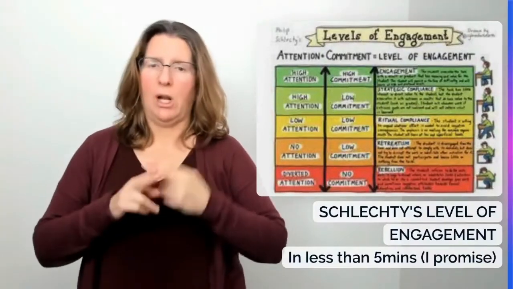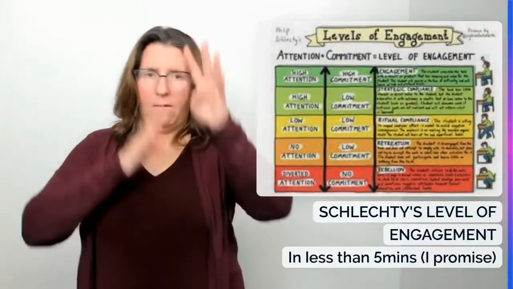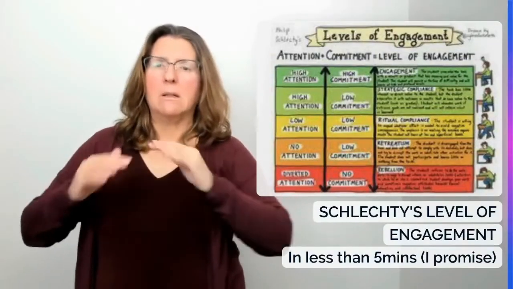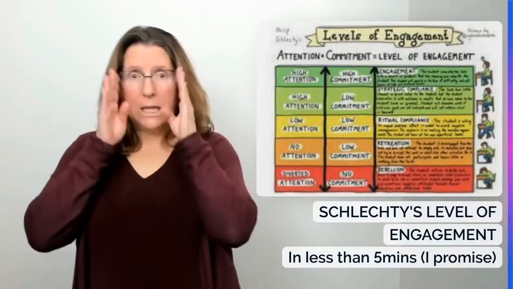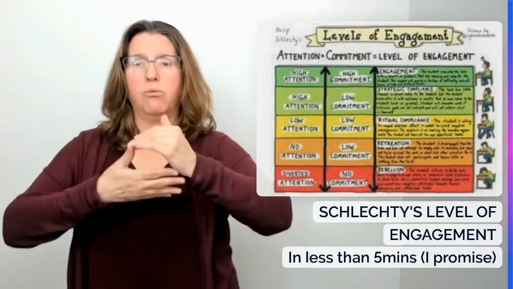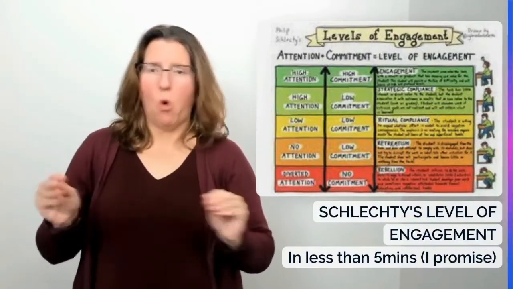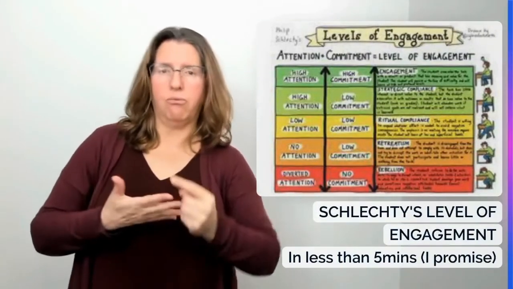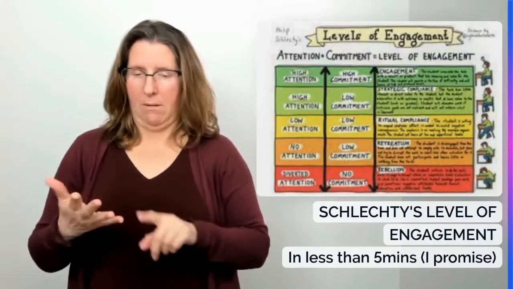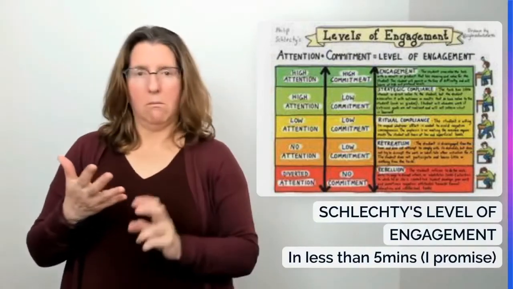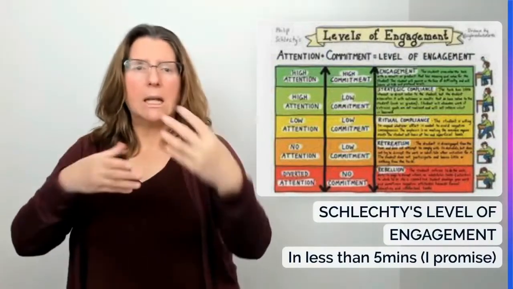Based on research, Schlechte developed this levels of engagement table that covers the attention range from diverted attention to high attention. This represents no commitment to high commitment, linked to associated levels ranging from rebellion to high engagement.